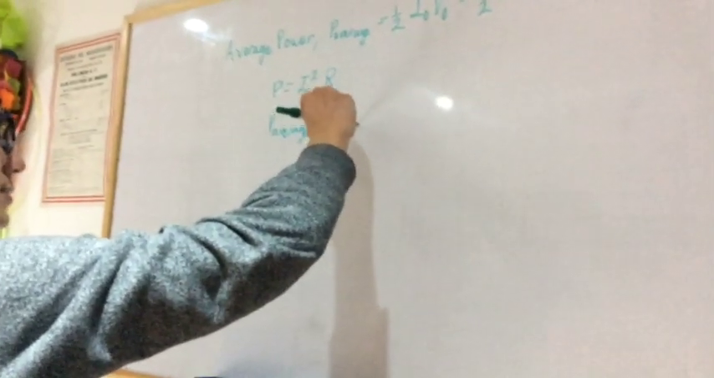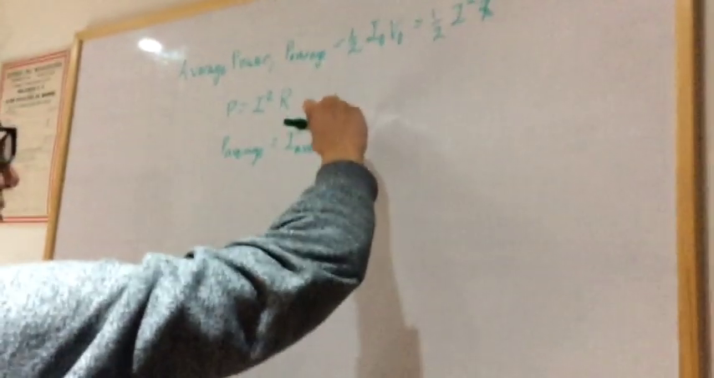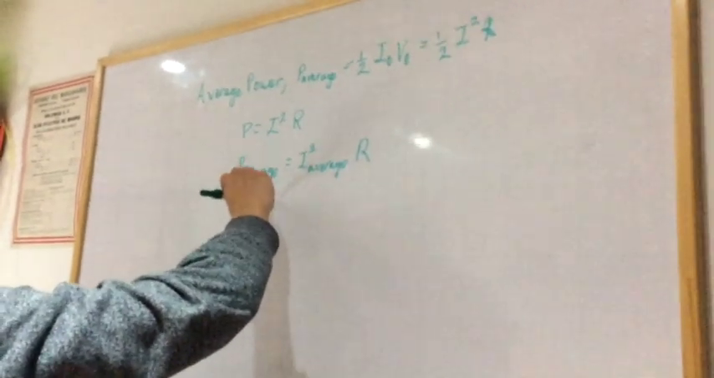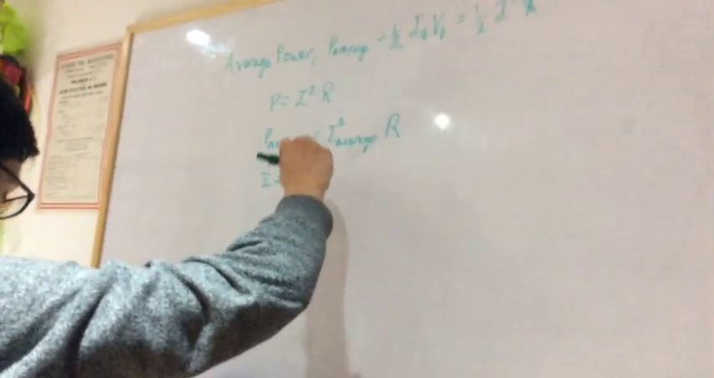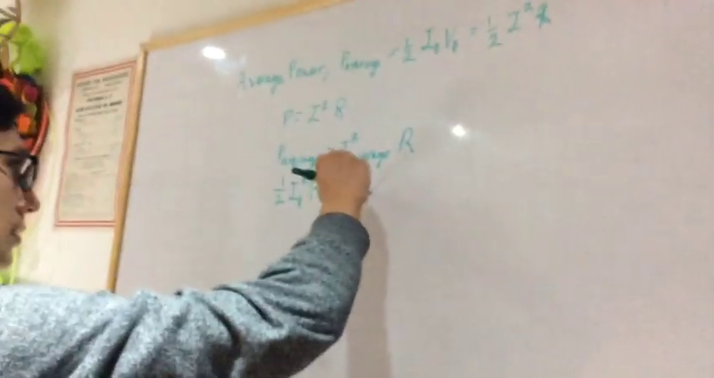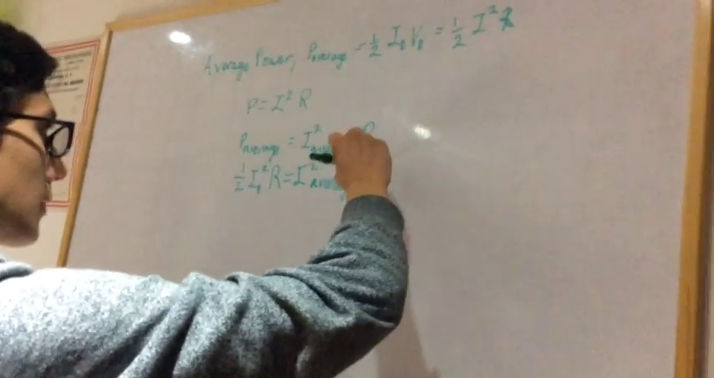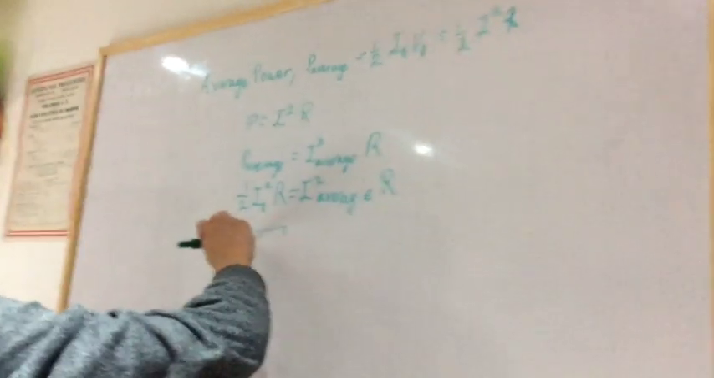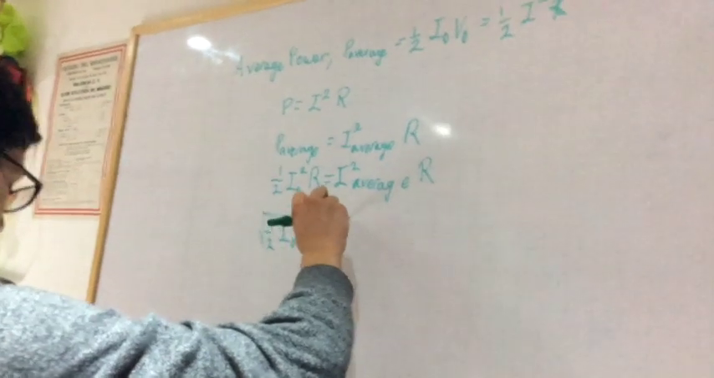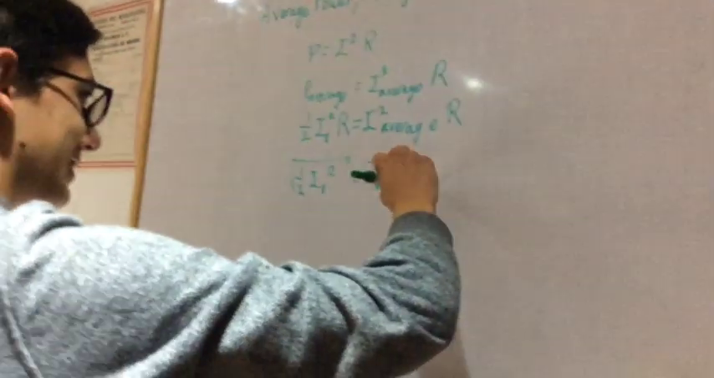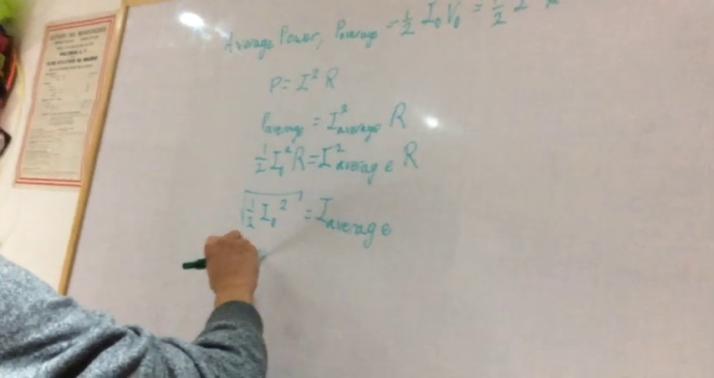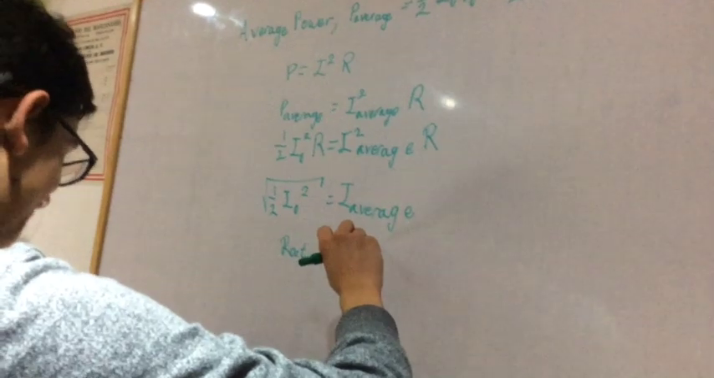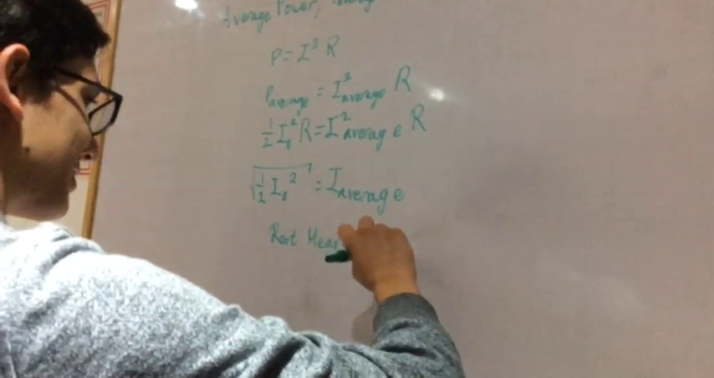Now, if average power is equal to half peak current squared times R, then we cancel the R and we place the square root at the other side. In this case, we call this average current the root mean squared current, and it can be expressed as follows. Root mean squared current is equal to peak current over square root of 2. Likewise, this can be done for the voltage. So root mean squared voltage is equal to peak voltage over square root of 2.